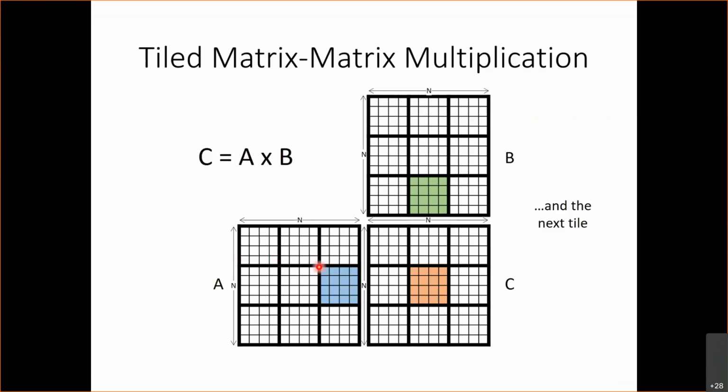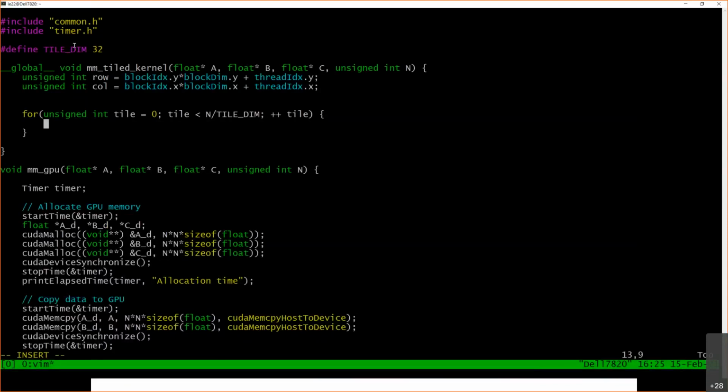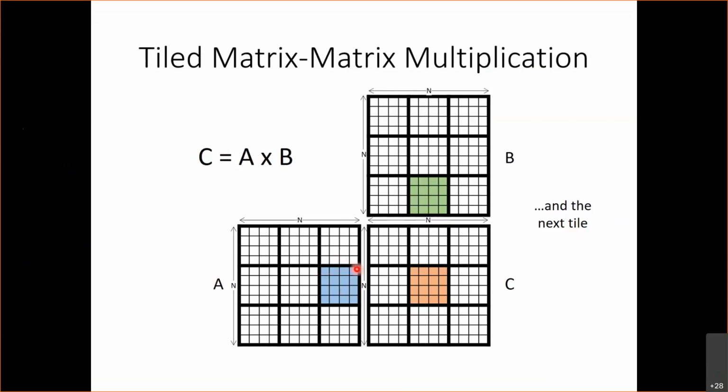Okay, so now that I'm working on a specific tile, what do I want to do? Well, I want to load this tile into shared memory, and I also want to load the corresponding B tile into shared memory. Now, somebody's asking me how I chose tile dim. I'm going to talk a little bit about that later. So hold on to that question. But for now, I'm just going to set the tile size to be 32 by 32.